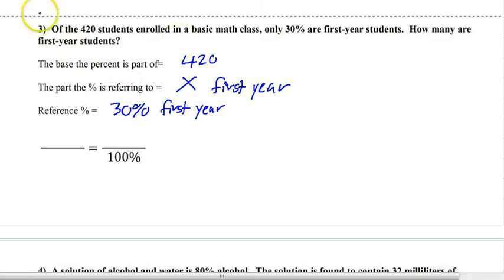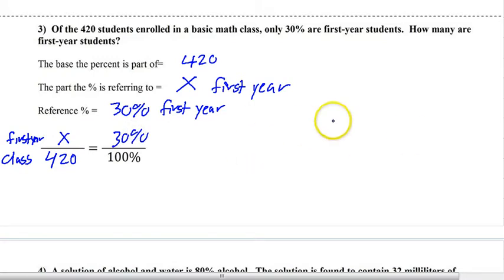And let's see. Of the 420 students enrolled in a basic math class. So we're saying that that's the entire whole. That's the entire 100%. So if we put the wording here, this is the class, and these are first year. And how many? Well, we don't know, but we do know it's 30%.